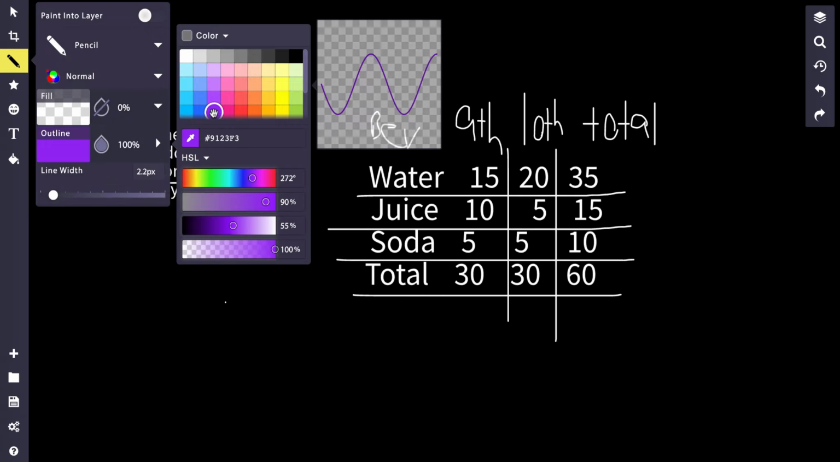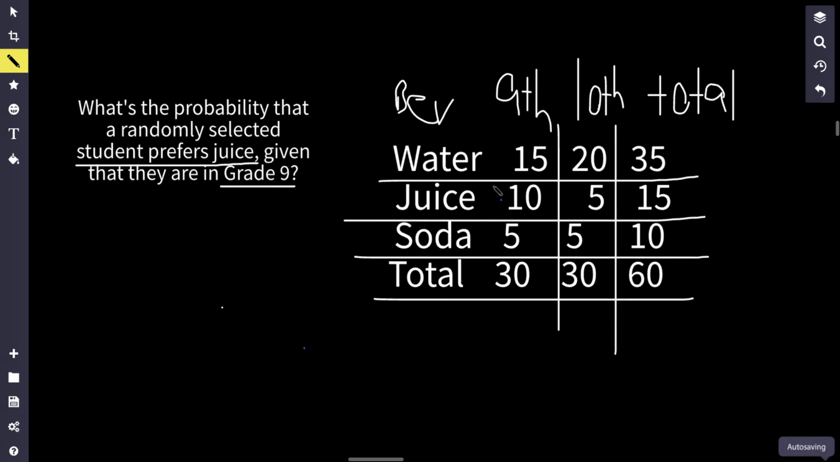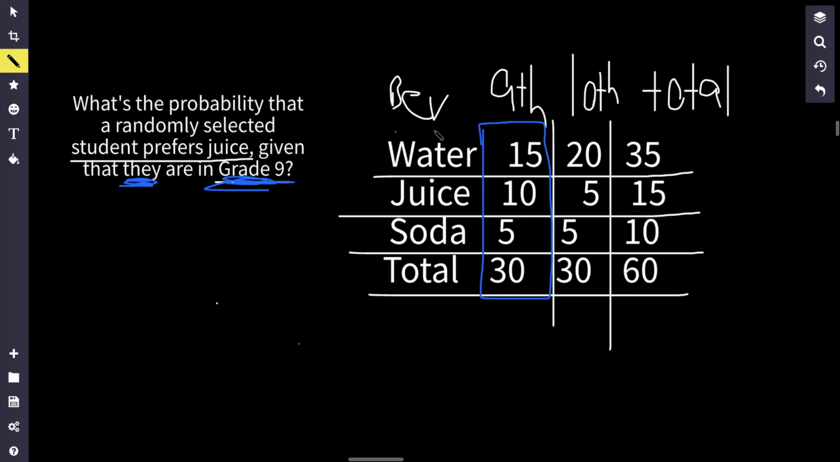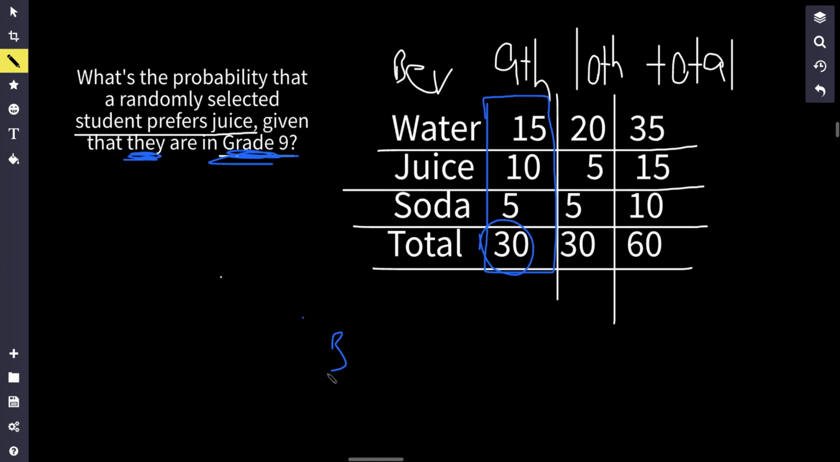Okay, so how can I solve this problem? Well, look, we're given that they are in grade 9, all right? So we're given that our student right over here is in 9th grade. And how many total students are in 9th grade? That's 30, right? We have 30 total students in 9th grade.